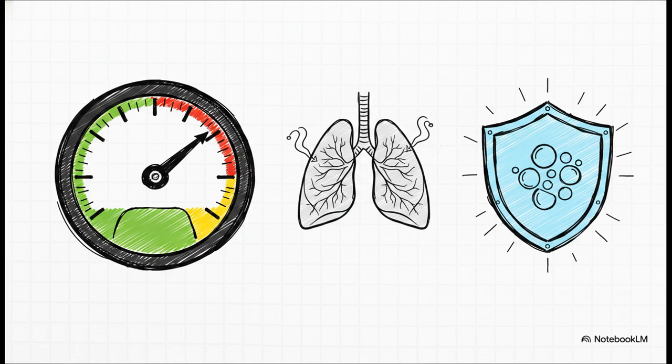Now, because we're taking such small breaths, carbon dioxide is going to build up in the blood. And you know what? We accept this. It's called permissive hypercapnia. As long as the pH stays above 7.30, we tolerate the extra CO2 to protect the lung.